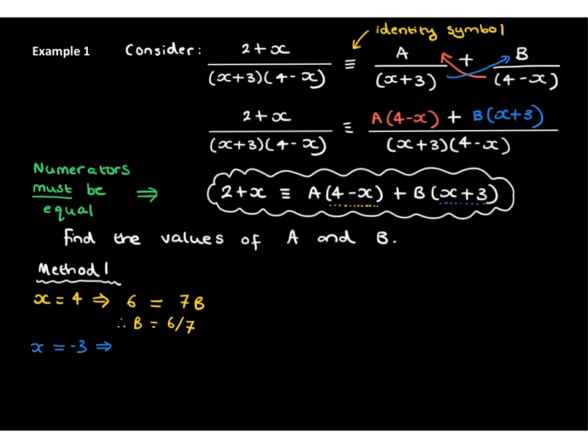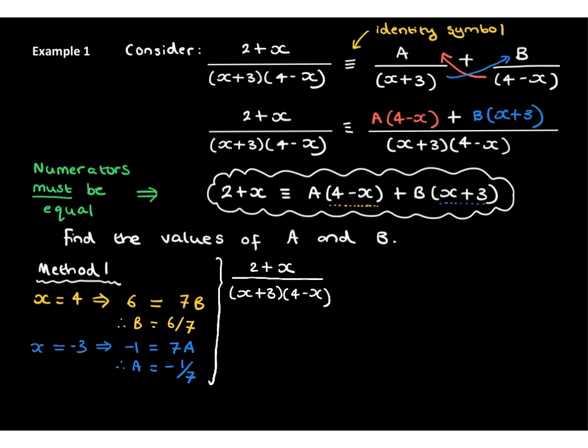Now, substituting into the left-hand side of the identity, 2 plus x gives us -1. On the right-hand side, we have 4 minus -3, which is 7, so we have 7a, and of course the other part of this disappears. This then allows us to calculate the value of a as -1/7. Now this is brilliant. We've worked out the values of a and b, which means we can revisit the original question, which was, look at this single algebraic fraction, (2 plus x) over (x plus 3)(4 minus x), and decompose it into a pair of single fractions.